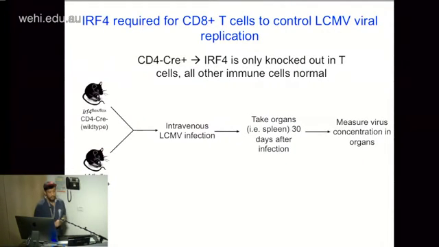So this is what we've done with two mouse lines that we have called the IRF4 flox CD4 Cre mice. So in this experiment, we've just taken a wild type mouse that doesn't have CD4 Cre and a mouse that does have CD4 Cre. And this CD4 Cre mouse just means that IRF4 is only missing in T cells, but other cells are normal. So then we infect these two mice and take organs from the spleen 30 days or however many days you're looking after infection, and then we measure the virus concentration in different organs just to see whether there are differences in these two mice to be able to combat or control infection over time.